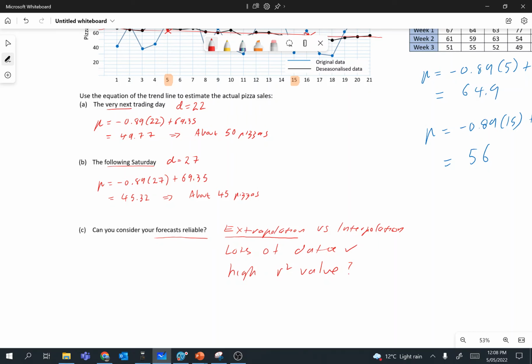But really, these are not all that important here because these are both extrapolations. So we can't consider these to be reliable. So the answer is no, and the reason is that they're both extrapolations, and extrapolations are never considered reliable. Okay guys, so go ahead and try the questions that are in the description for the video and get forecasting.